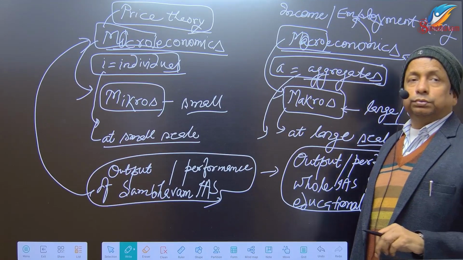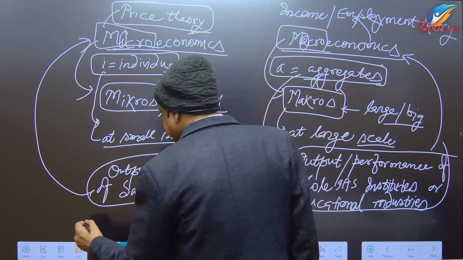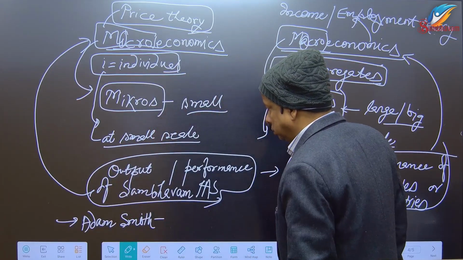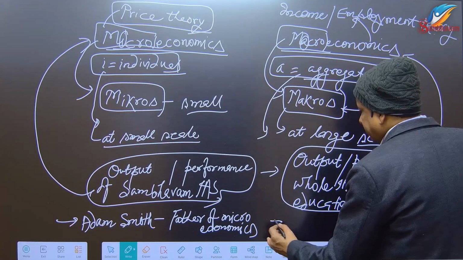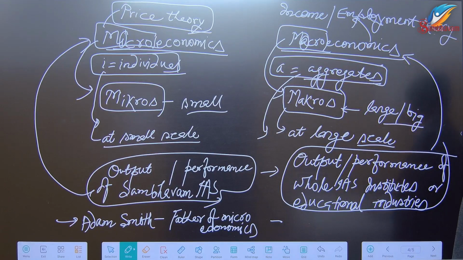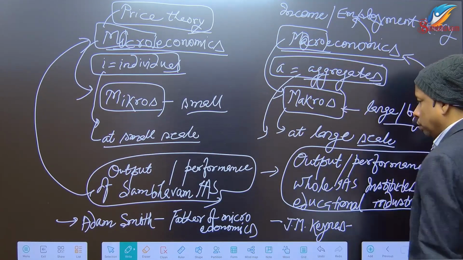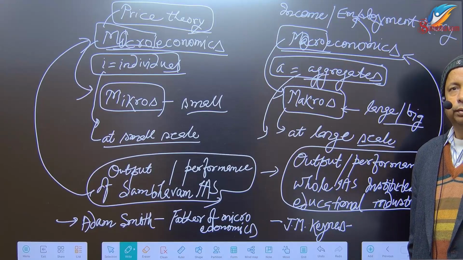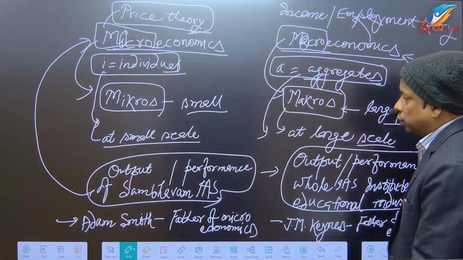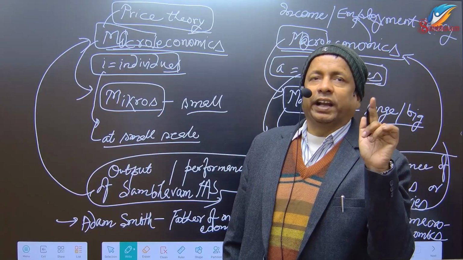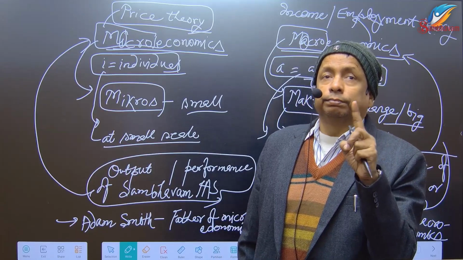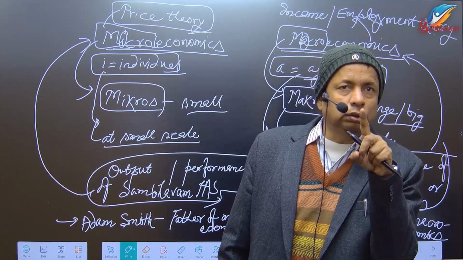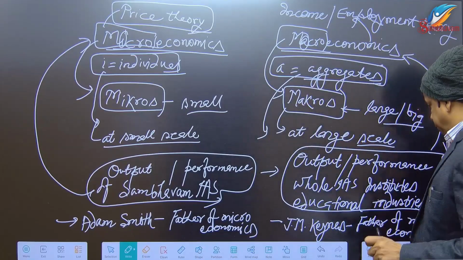Who is called the father of economics? Adam Smith. Adam Smith is also called the father of microeconomics, while John Maynard Keynes, or in short J.M. Keynes, is called the father of macroeconomics. So clear? Father of economics, Adam Smith. Father of microeconomics, also Adam Smith. And father of macroeconomics, John Maynard Keynes, or in short J.M. Keynes.